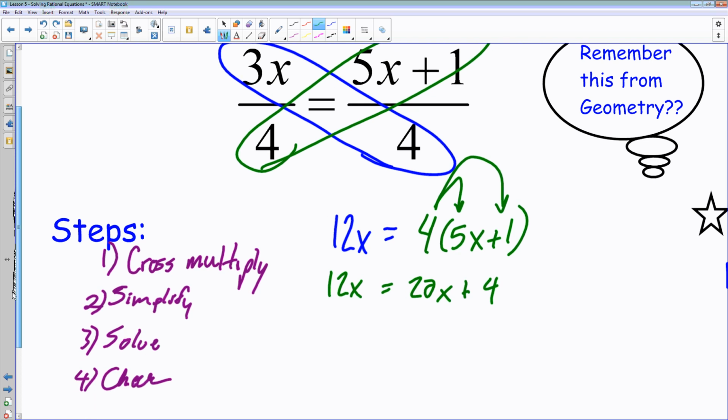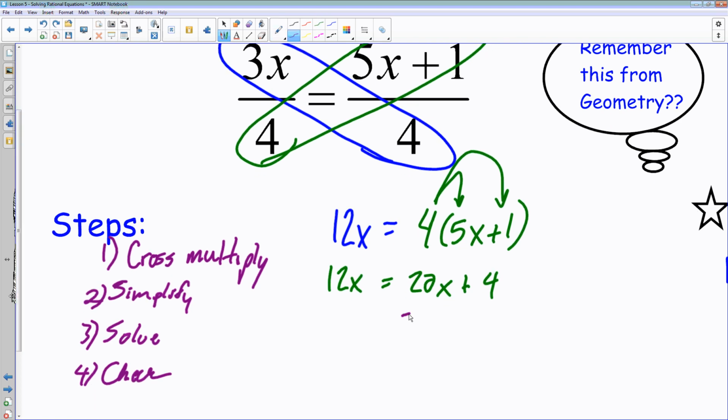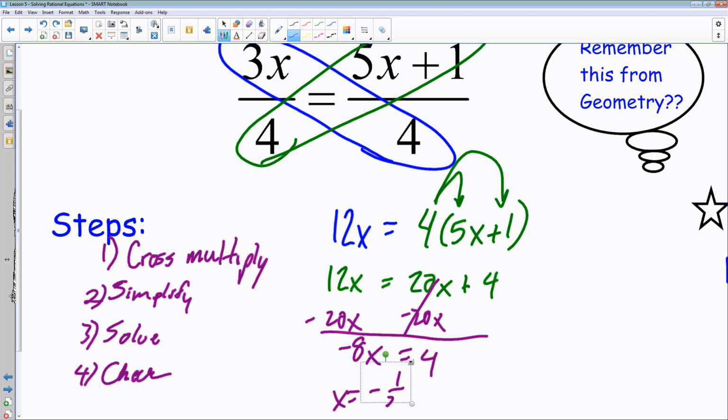Now I'm going to solve for x. I'm going to subtract 20x from both sides next. That's going to get me negative 8x equals 4. Final step, divide by negative 8. 4 over negative 8 reduces to negative 1/2.